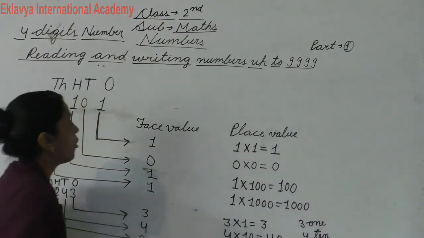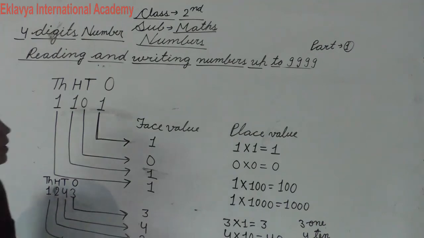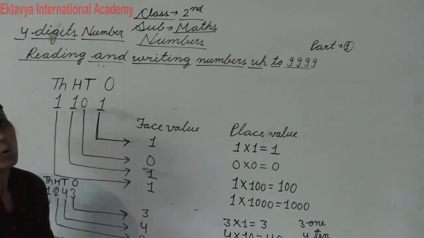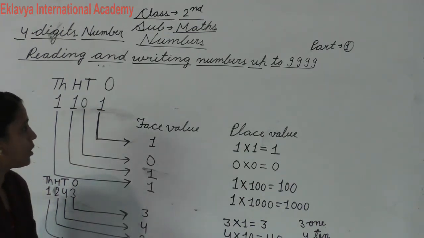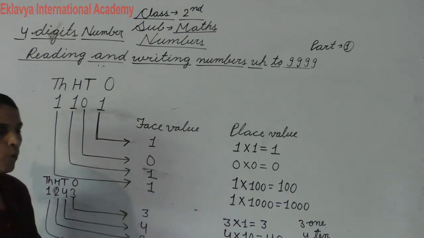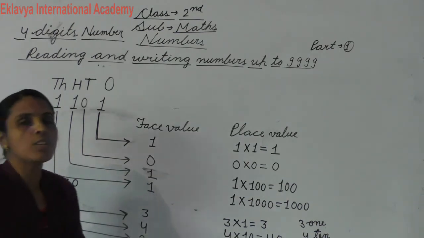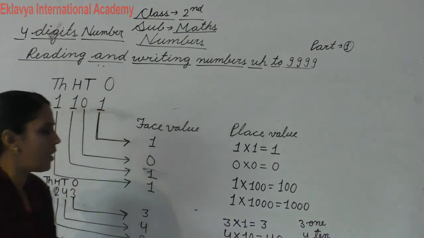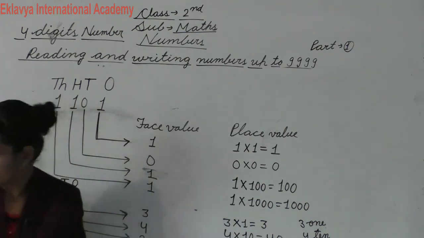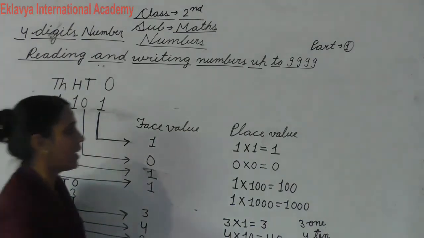Clear? Now beta listen, today we have discussed about counting 1000, 1 to 1100, and today we have discussed about 4 digit smallest number. I told you about 1000 and 4 digit greatest number 9999, and we have discussed about face value and place value. What is the difference between place value and face value?